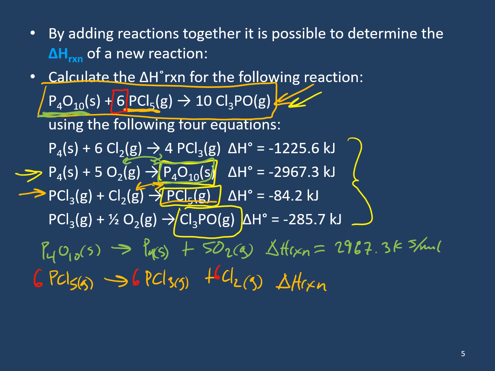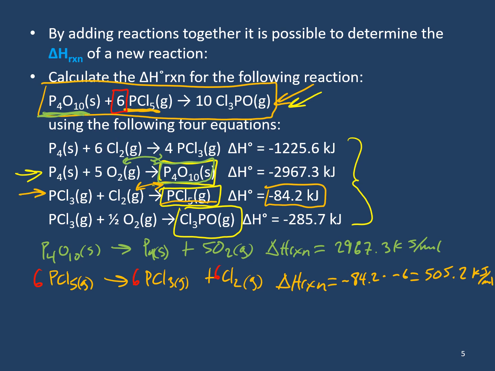Now, in order to get this delta H, I had to flip the reaction. So the reaction is going to now be positive instead of negative, right? We originally had a negative value here. It now needs to be a positive value because we flipped it. And I need to multiply it by 6 because I multiplied the reaction by 6. So negative 84.2 effectively gets multiplied by negative 6. This gives me positive 505.2 kilojoules per mole.